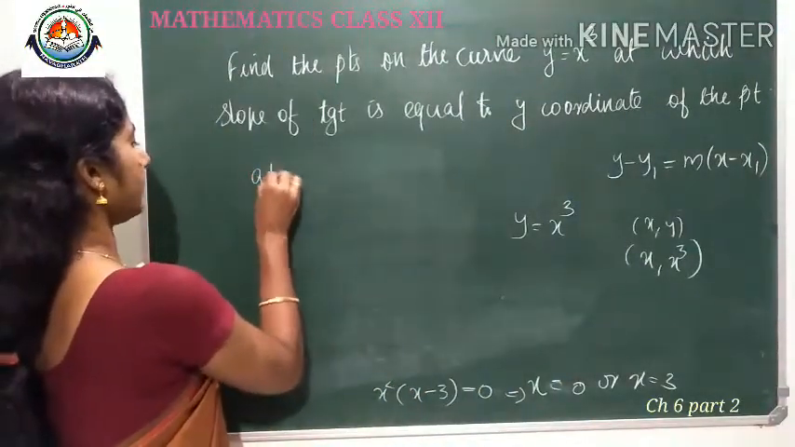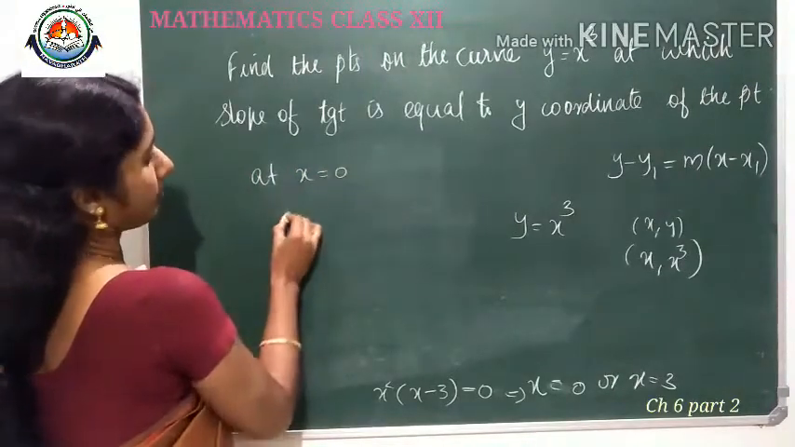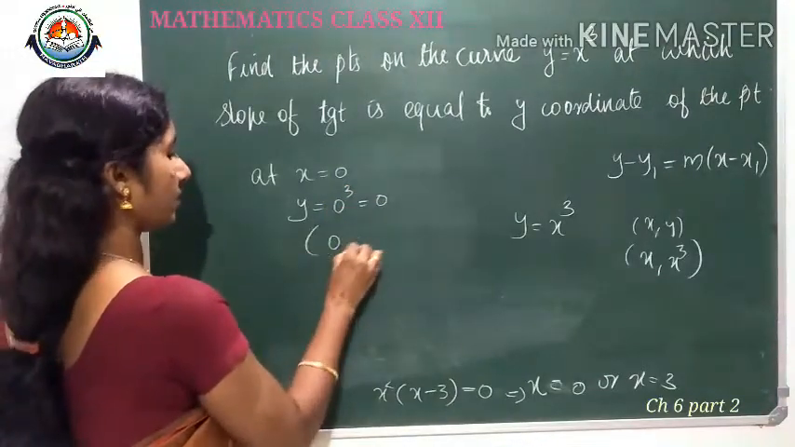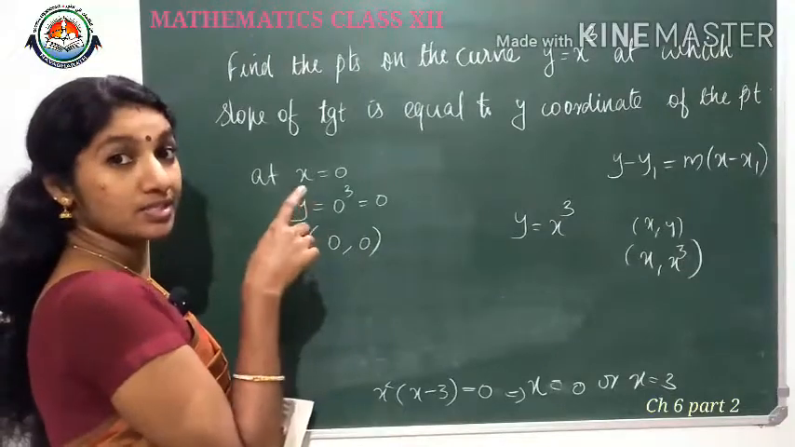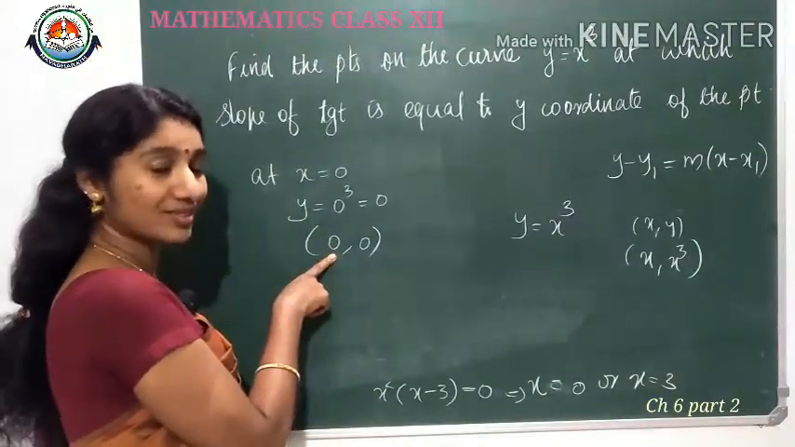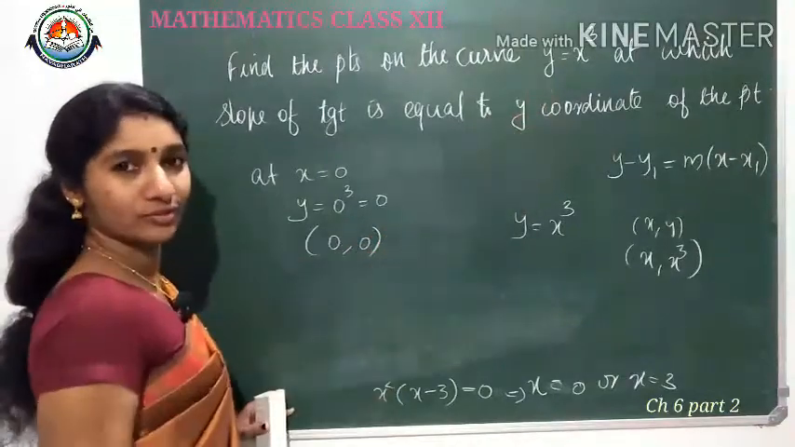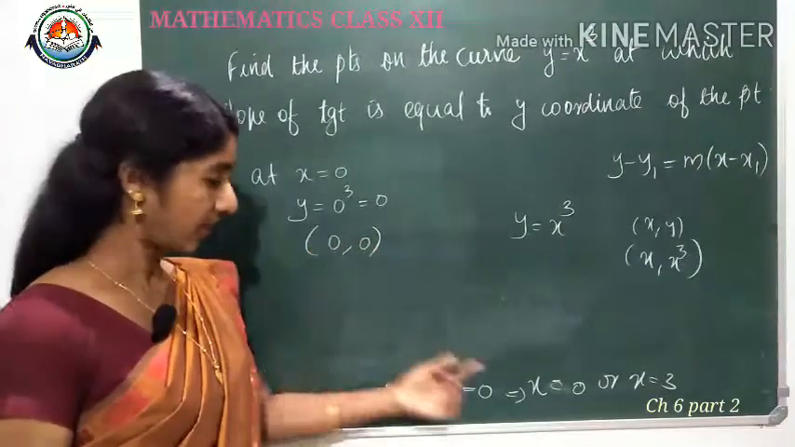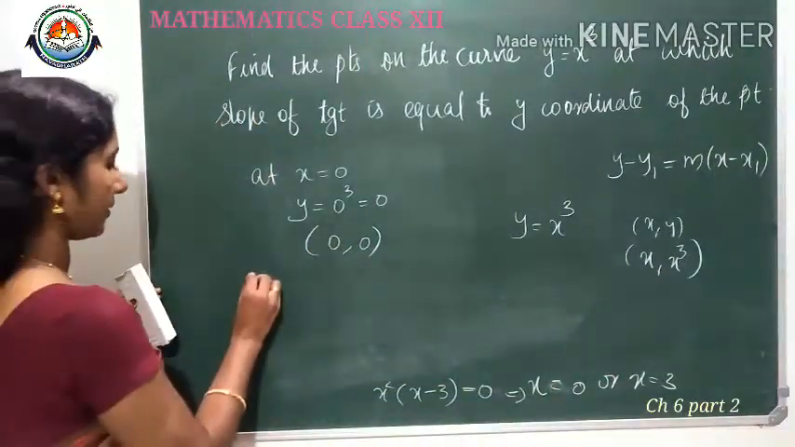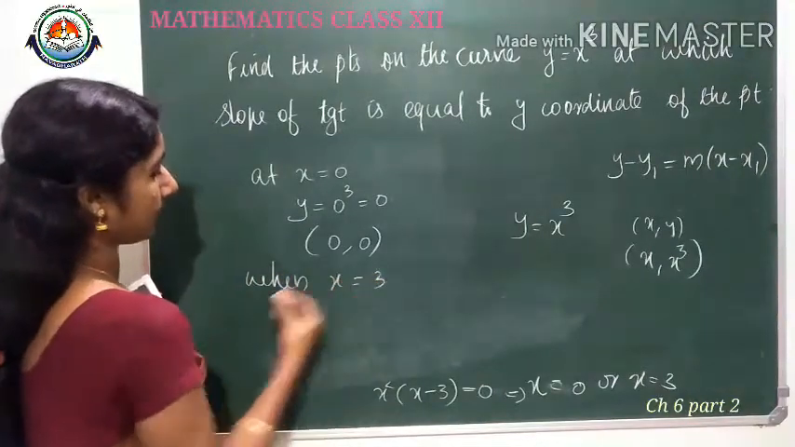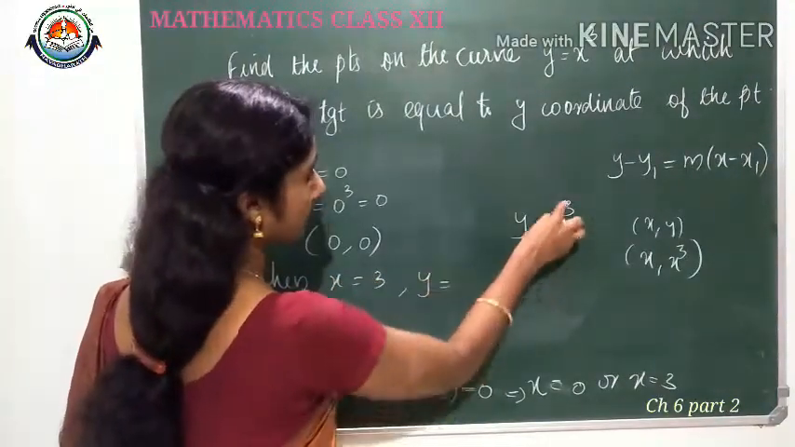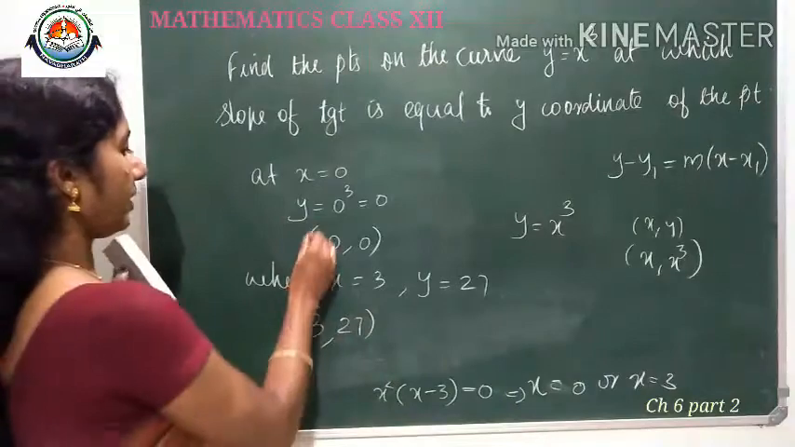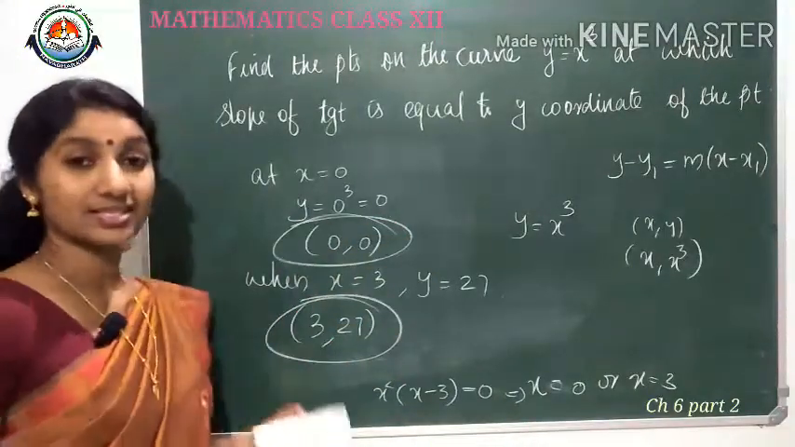At x equal to 0, what is y? Y is equal to 0 cube, that is 0. So one point we got is (0, 0). At this point the slope of the tangent is equal to the y coordinate of the point. And when x equal to 3, what is the y coordinate? Y is equal to 3 cube, 27. So at (3, 27). One point is (0, 0), another point is (3, 27).